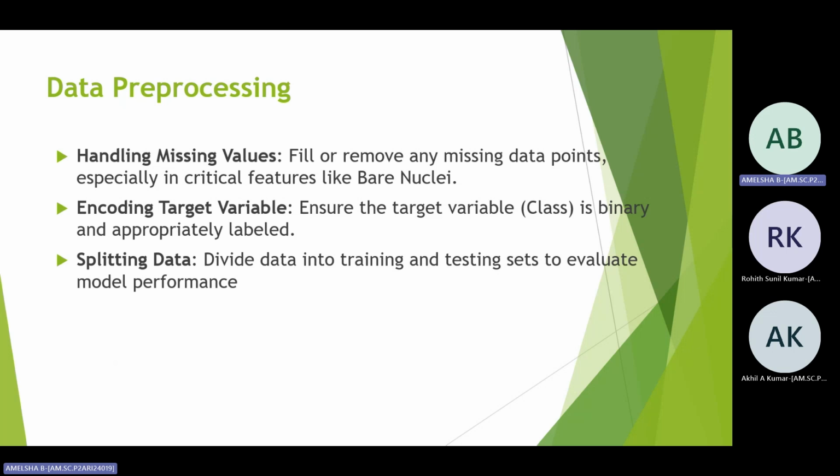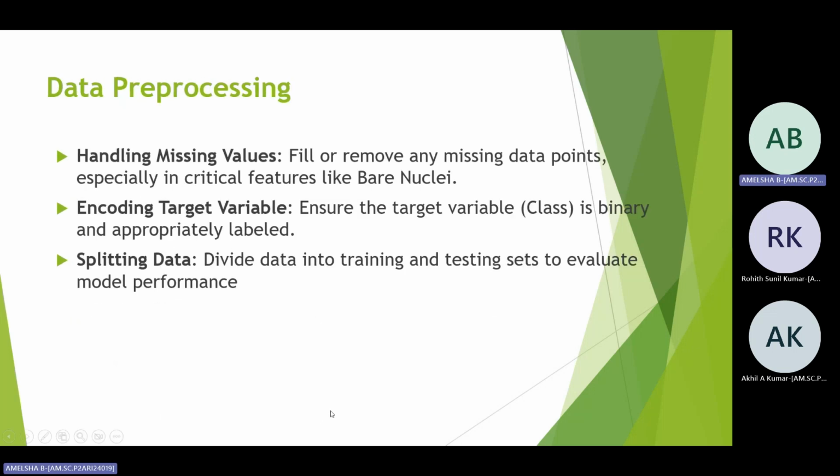Then I will explain the data pre-processing techniques. Three data pre-processing techniques are used here. The first one is handling missing values. We will fill or remove any missing data points, especially in features like bare nuclei. Then the second method is encoding the target variable, ensuring the target variable, that is the class, is binary and appropriately labeled. Then the last technique is splitting data. We are dividing the data into training and testing sets to evaluate the model performance.